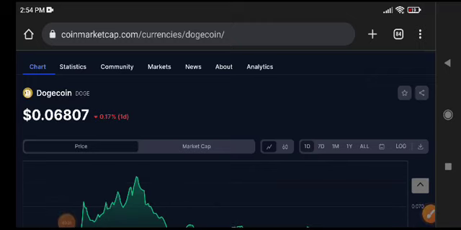And today I'm talking about Dogecoin price prediction. What's going on in Dogecoin? What price changes have occurred?